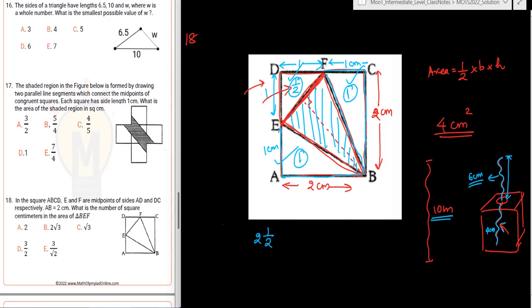You're going to subtract that from the total area of the square, which is 4 centimeters square. 4 minus 2.5 is 1.5, that is 3 by 2. So 3 by 2 square centimeter is the area for the triangle. So the answer is D, 3 by 2.